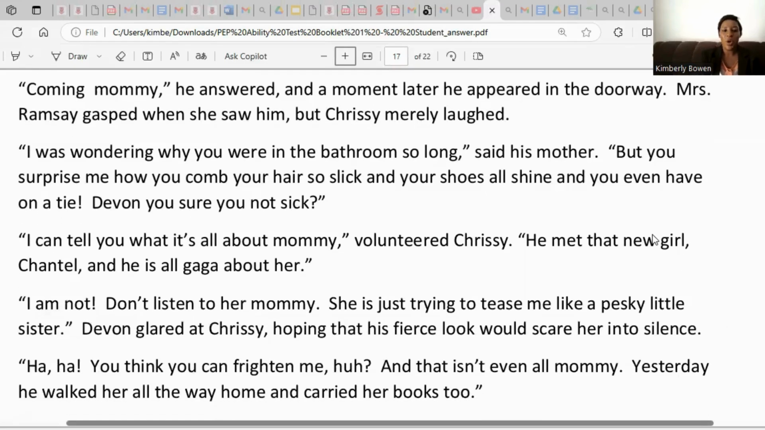I can tell you what it's all about, Mommy, volunteered Chrissy. He met that new girl, Chantel, and he's all gaga about her. I'm not. Just listen to her, Mommy. She's just trying to tease me like a skeleton sister. Devon glared at Chrissy, hoping that his fierce look would scare her into silence. You think you can fight me, huh? And that isn't even all, Mommy. Yes, he walked her all the way home. Books too.